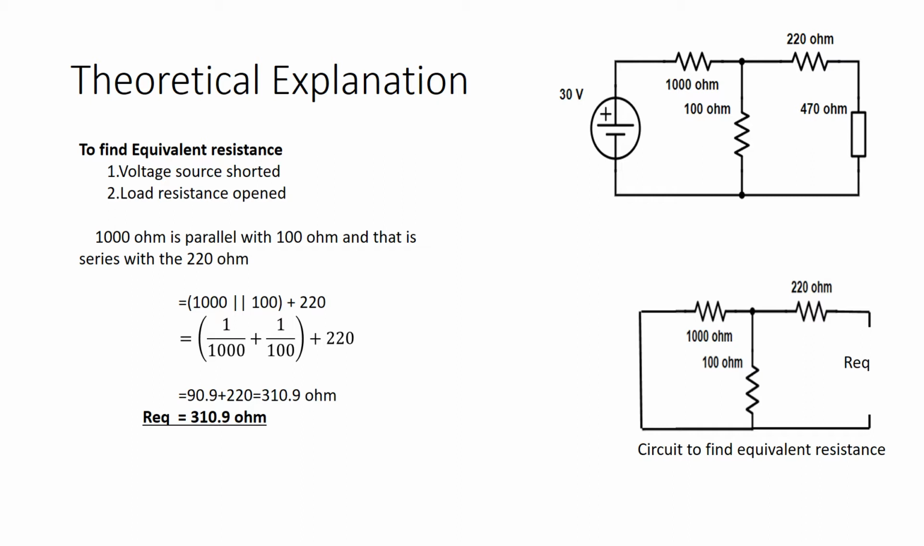There the 100 ohm and the 1000 ohm are in parallel to each other, and that is in series with the 220 ohm. First we will find the resultant of the parallel resistance of 1000 ohm and 100 ohm. That will be 90.9 ohm, which is in series with the 220 ohm. So as a result, the equivalent resistance will be 310.9 ohm.